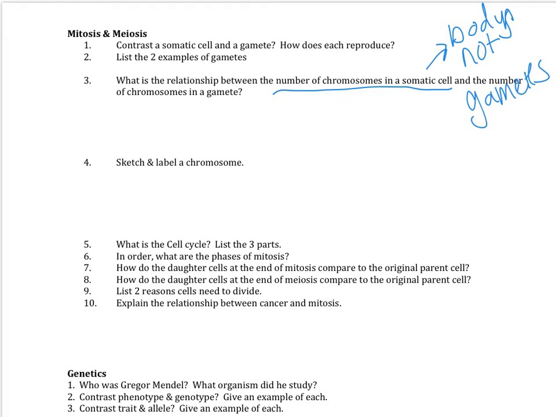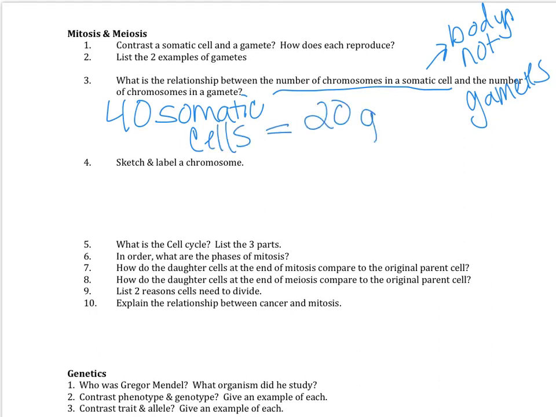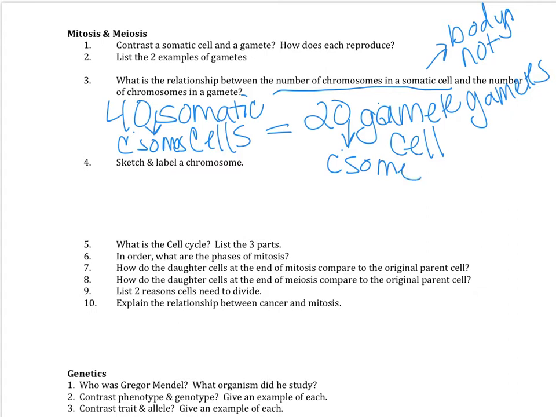So if you've got 40 chromosomes in a somatic cell, you've got 20 chromosomes in a gamete. You have half the number. That's meiosis' job. Meiosis only happens for sperm and egg cells, and its job is to give you half the number of chromosomes, okay?